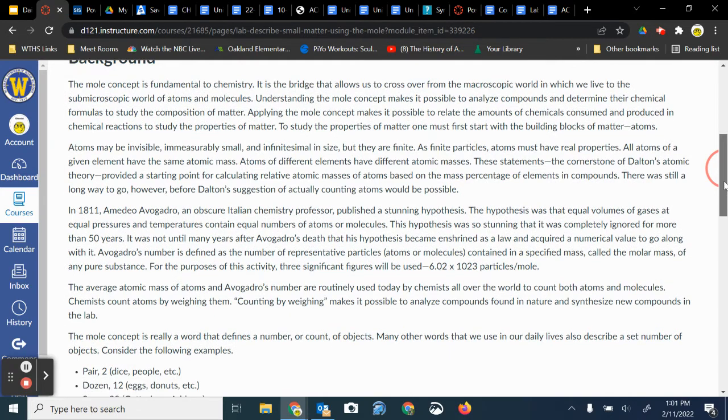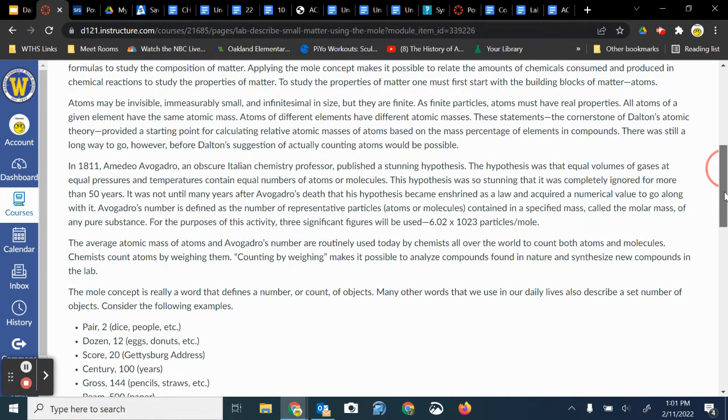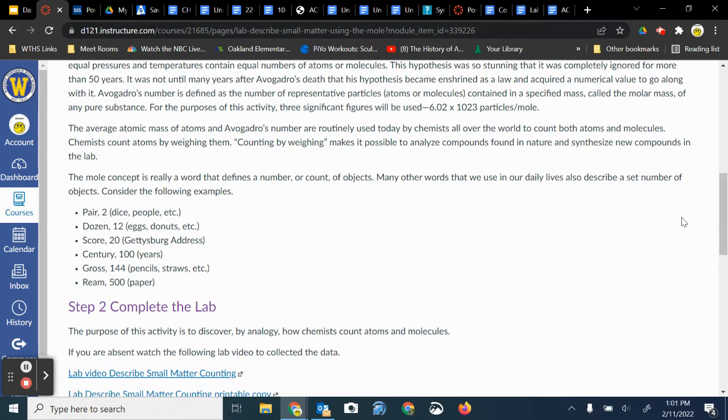All right, so from here, you want to go ahead and read the next couple of paragraphs. So then you're going to be ready for step 2. So what I want to point out just before step 2 is this last sentence in the bulleted list right here. The mole concept is really a word that defines a number or a count of objects. Many other words we use in our daily lives also describe a set of objects.